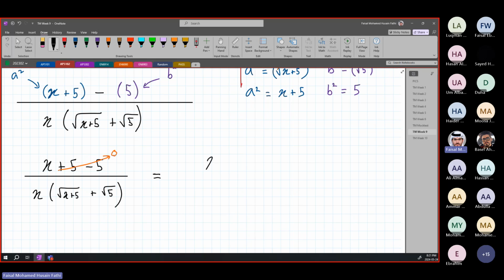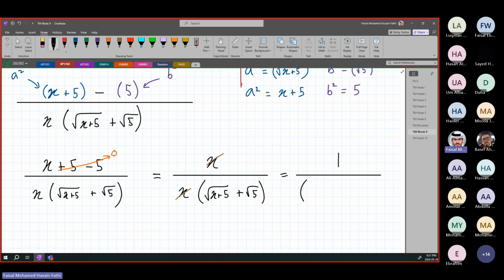So this will be equal to x over x times the square root of x plus 5 plus the square root of 5. The whole idea now is you can cancel the x up and the x down, and you will get an equation that looks like this. x divided by x is going to be 1 remaining up, over the square root of x plus 5 plus the square root of 5 at the bottom.